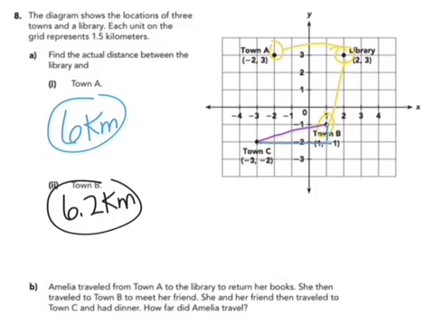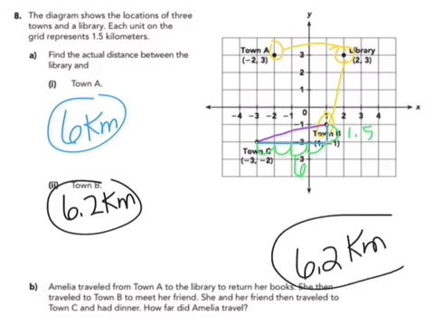Now I do notice that this leg is 1.5. 1, 2, 3, 4. And this leg is 4 blocks. Remember 1.5 for each block. So that is 6. So I believe we have already done this problem with our last problem. So we do know that that distance is going to be another 6.2 kilometers. So that saves us some time.